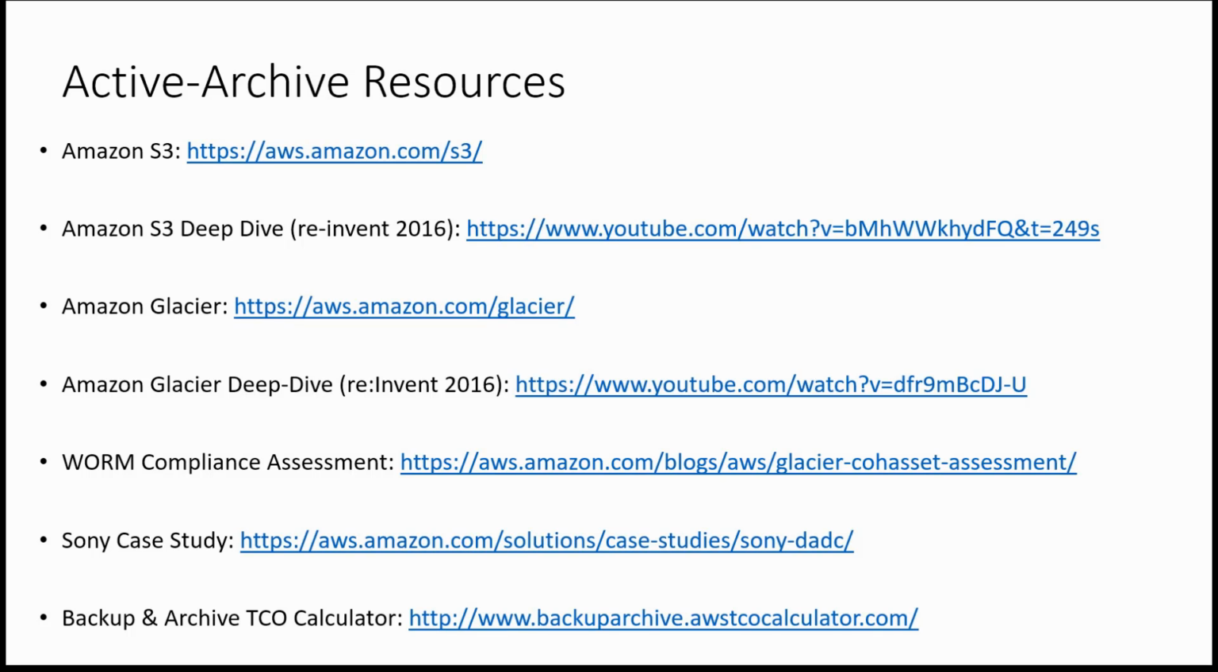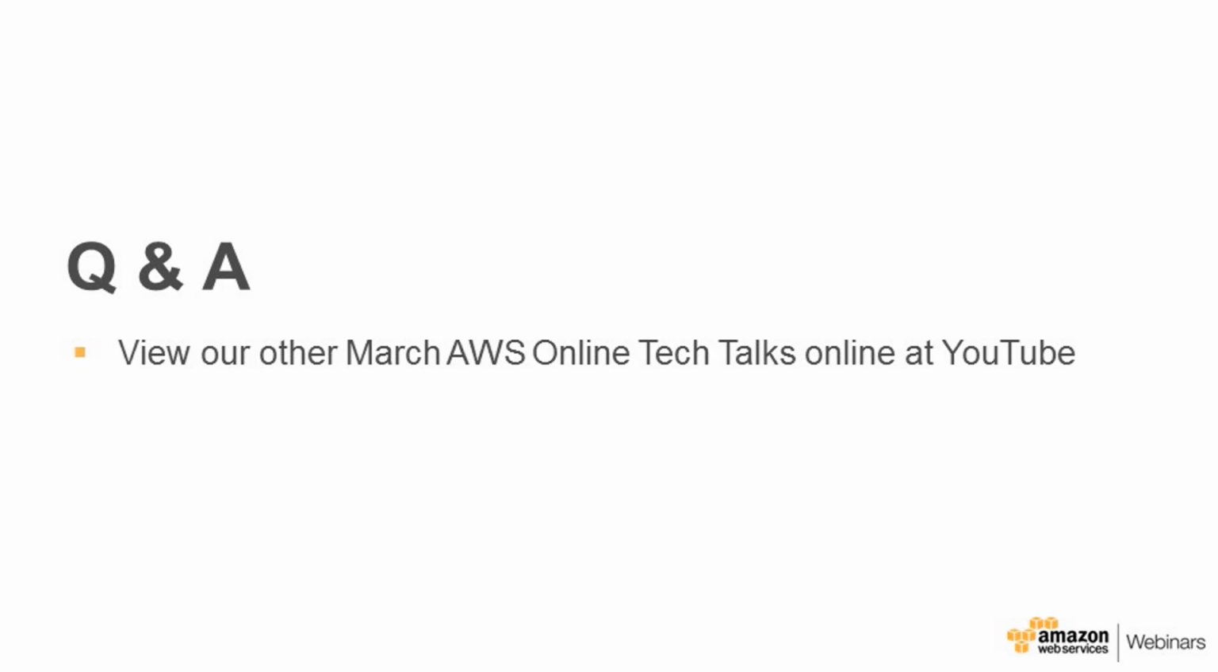So with that, I want to just put up a screen of our Active Archive resources, S3. We have some great sessions from re:Invent that dive a little bit deeper into S3 and Glacier. We have the Cohasset assessment, the Sony case study that I talked about, and then a TCO calculator for your own use that's available on AWS. So with that, I thank you, and we can open it up for questions in the remaining time.